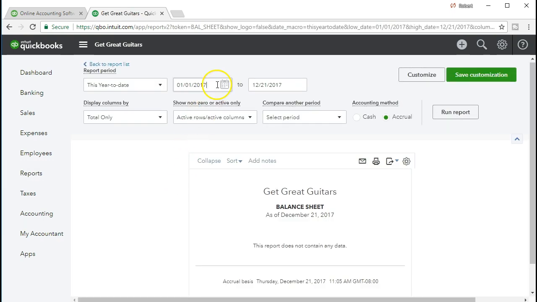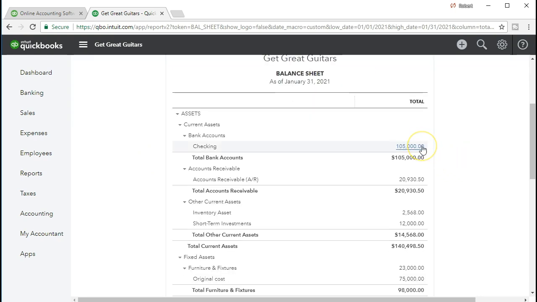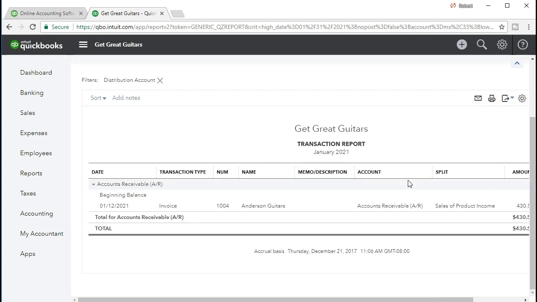And we're going to change the dates from 01/01/21, the year that we are working in, to 01/31/21, the first month of that year. And then we'll run that report and see what happens. So nothing happened to cash, of course. We didn't get cash. Something did happen, hopefully, to receivable, we would think. Let's click on receivable and see what we have in the detail.